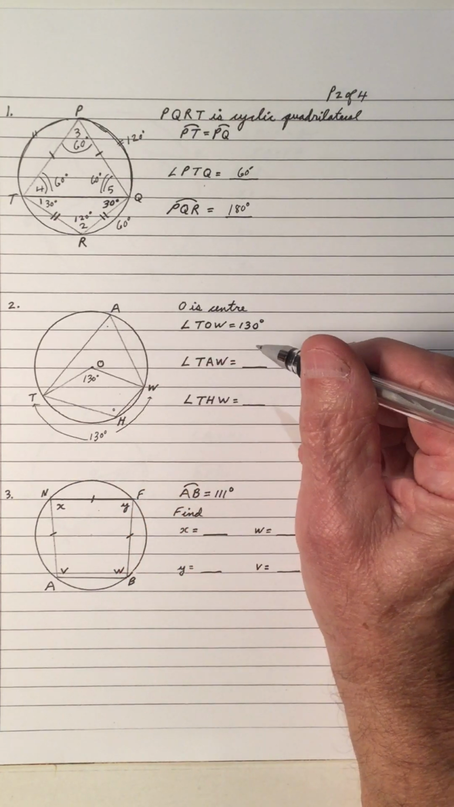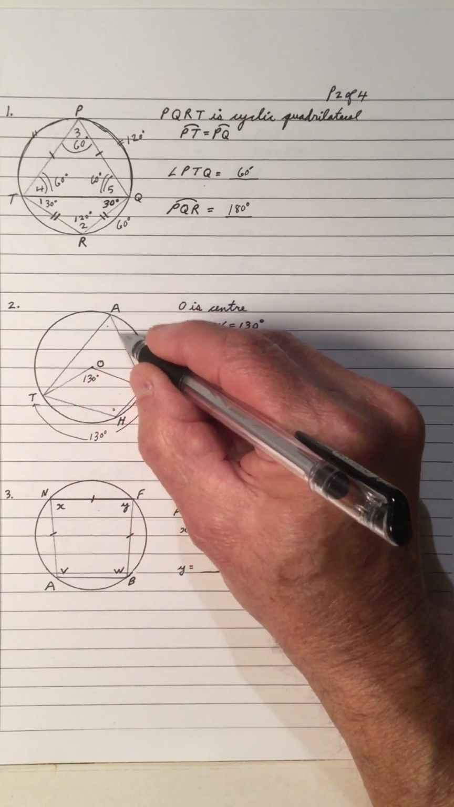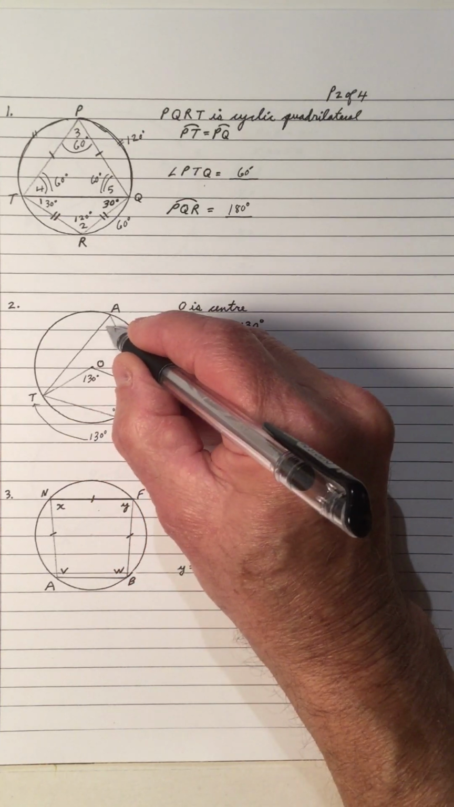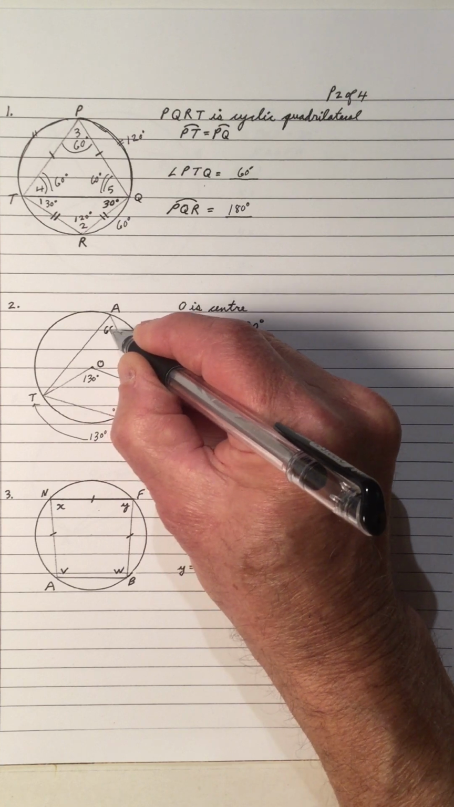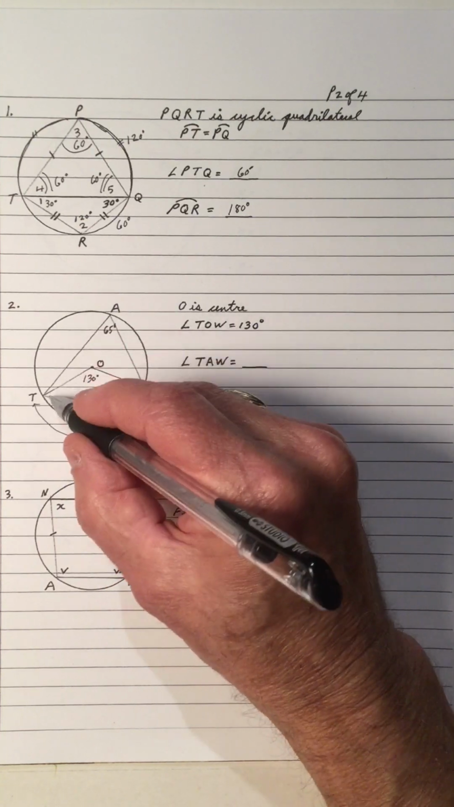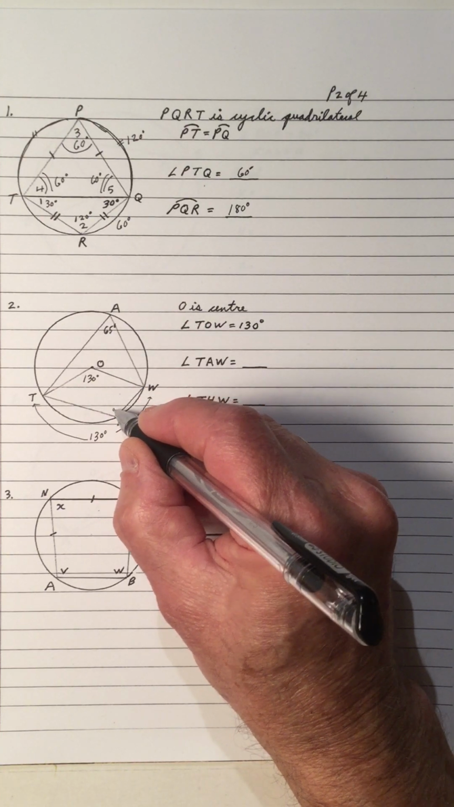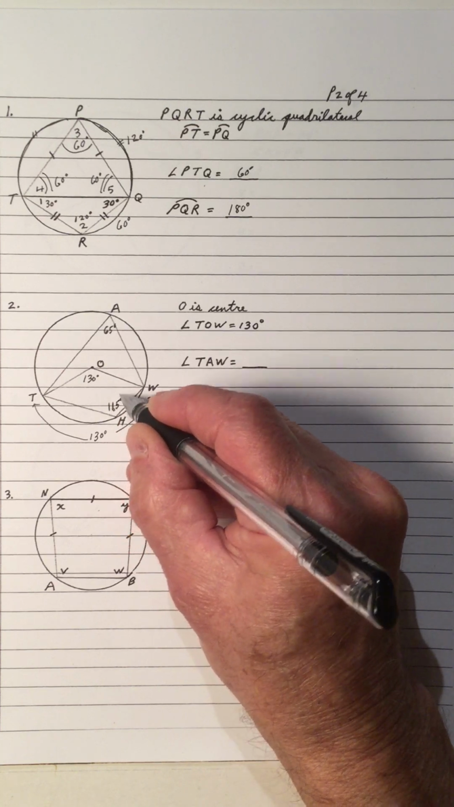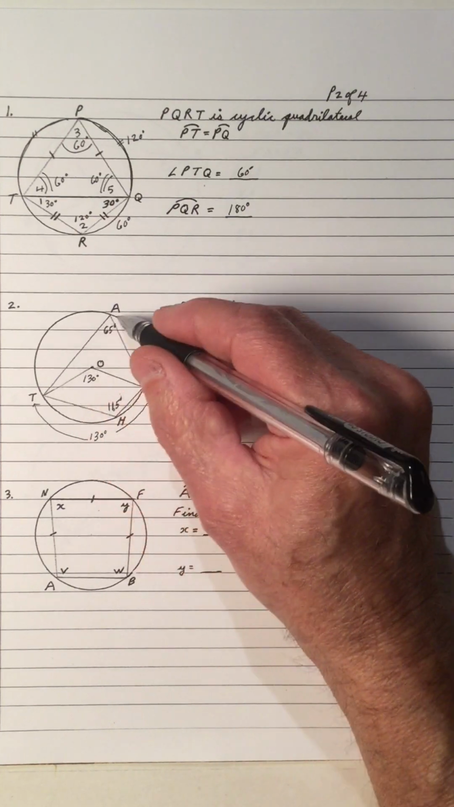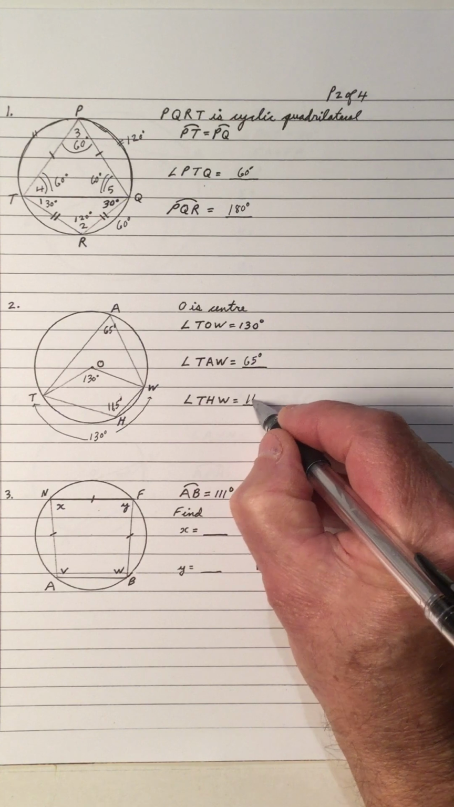And that means we have 130 here for the arc, so this is an inscribed angle, TAW. This angle here is intercepting this arc, which is 130. So that means this angle A here is half of that, so angle A is 65, because it's half the intercepted arc. And because it's a cyclic quadrilateral, angle A and angle H are opposite angles that are supplementary, so that means this angle here is 115. 65 and 115 makes 180. So TAW is 65 and THW, supplementary to it, is 115.